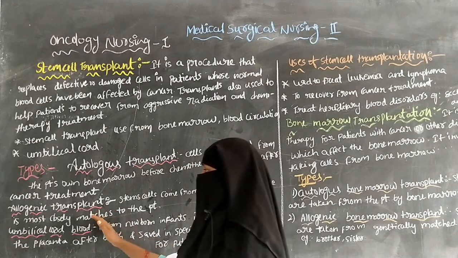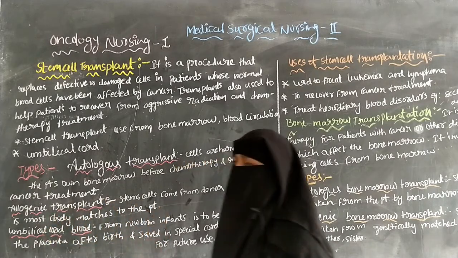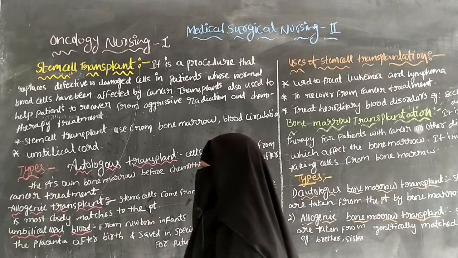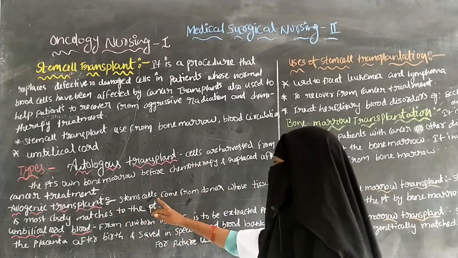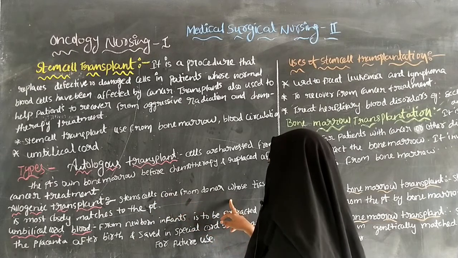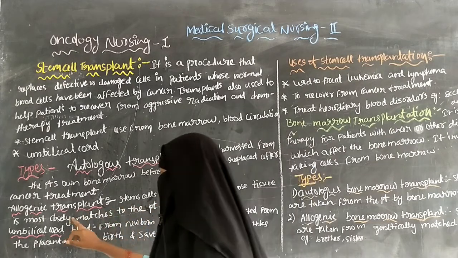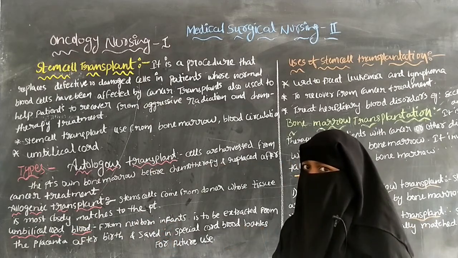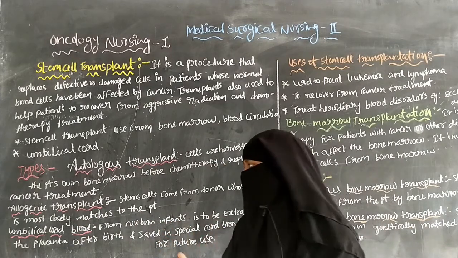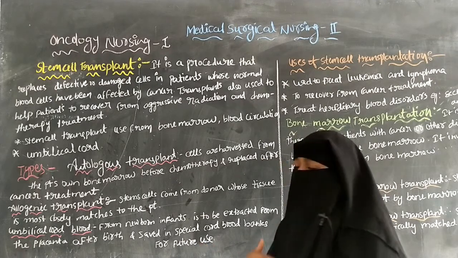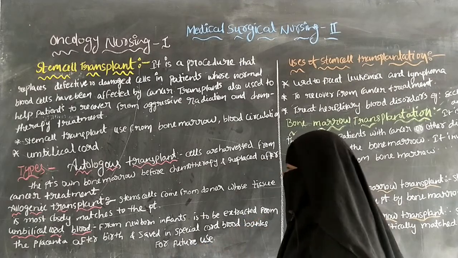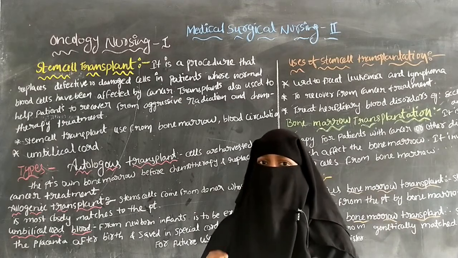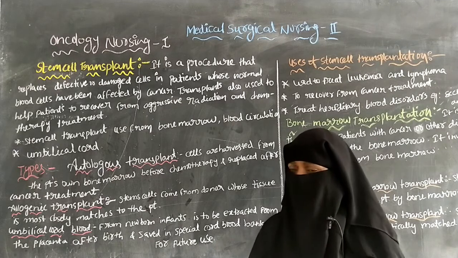Next we will discuss the allogenic transplantation. In this allogenic transplantation, the stem cells come from the donor whose tissue most closely matches the patient. So in this allogenic transplantation we can collect the stem cells from the donor, which closely match the patient. The stem cells should be matched to the patient's stem cells.